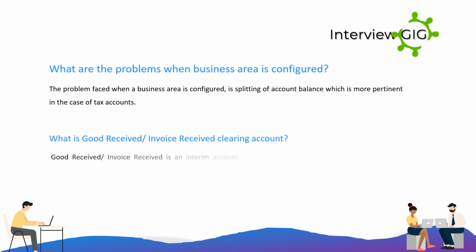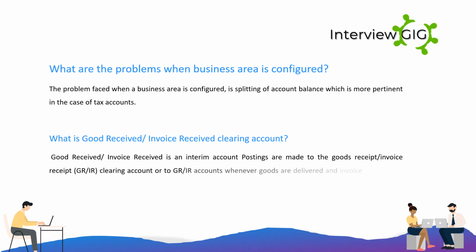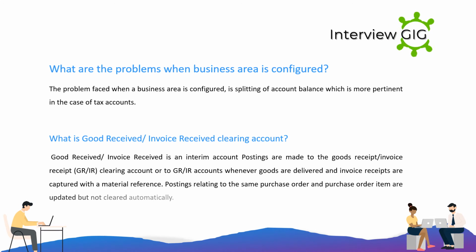What is goods received/invoice received clearing account? Goods received/invoice received is an interim account. Postings are made to the goods receipt, invoice receipt, GR/IR clearing account or to GR/IR accounts whenever goods are delivered and invoice receipts are captured with a material reference. Postings relating to the same purchase order and purchase order item are updated but not cleared automatically.